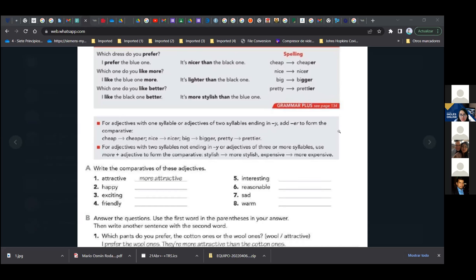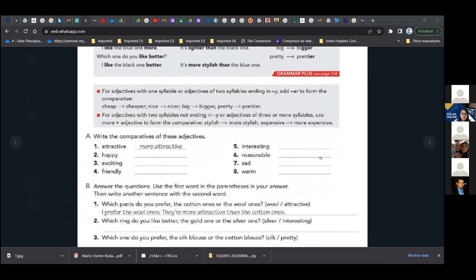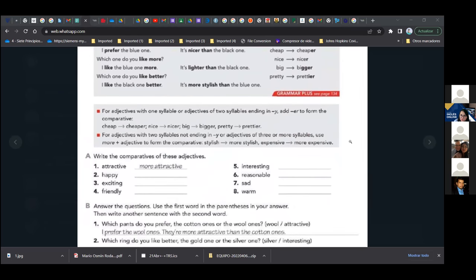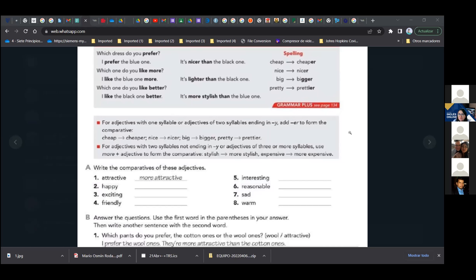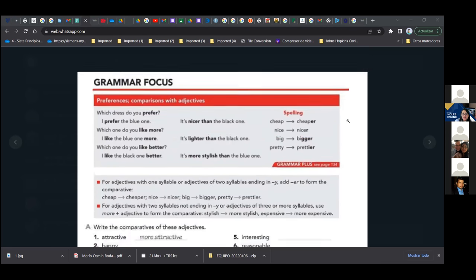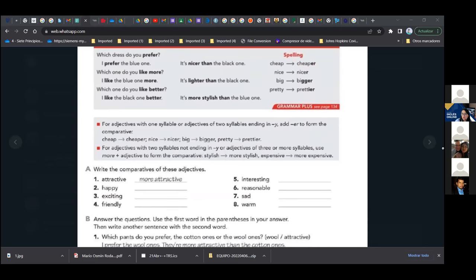Okay, so tenemos, we have the adjective attractive. We are going to use more because it is a long adjective. So what happens with happy? ¿Cómo nos quedaría happy if we want to decir que más contento, for example? What is going to be the way? ¿Cuál sería la forma? In this case, happier. Yes, right. Tenemos ahí la regla, right? As pretty. Vamos a cambiar. Exactly. So it is going to be happier. Happier. Okay, so we have exciting, emocionante. Exciting. So, ¿cómo nos quedaría?